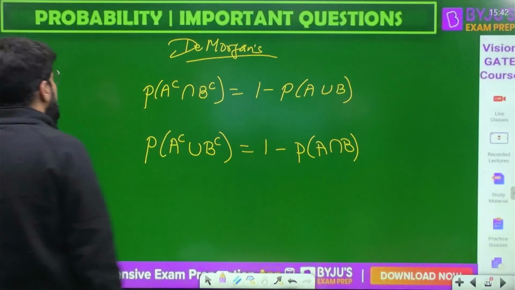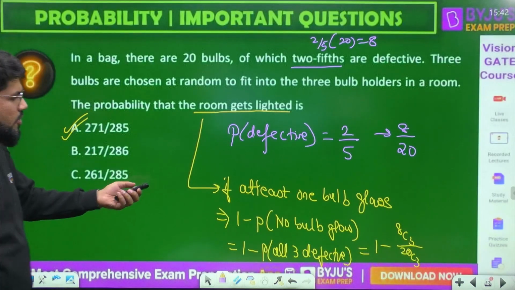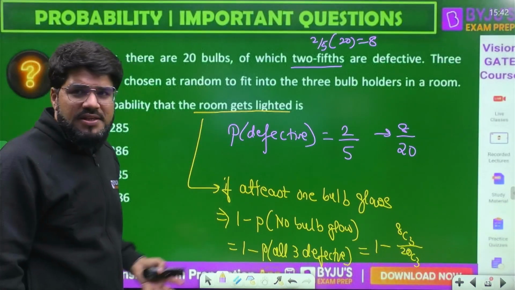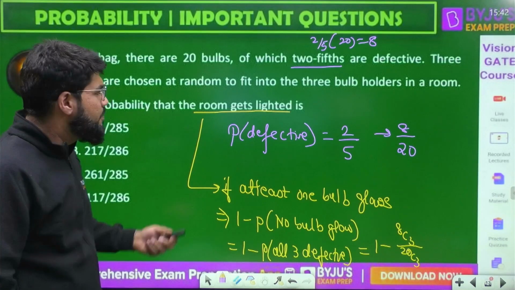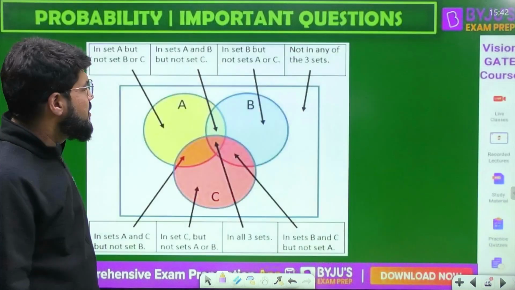Okay, this is done. This is one question on at least one. So this at least one concept, probability none, will keep occurring in multiple questions. So you should always be alert about these calculations.